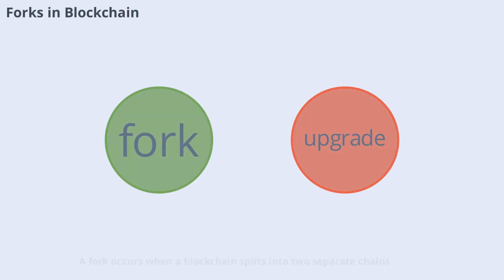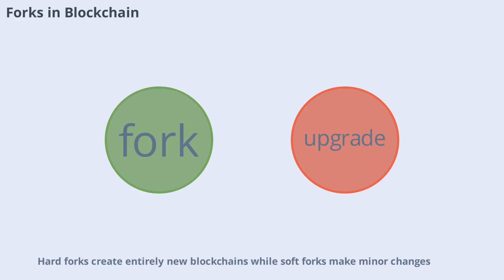A fork occurs when a blockchain splits into two separate chains. Forks can be planned, such as upgrades, or unplanned due to disagreements among developers. Hard forks create entirely new blockchains, while soft forks make minor changes. Forks are a way for communities to innovate and adapt to new needs.